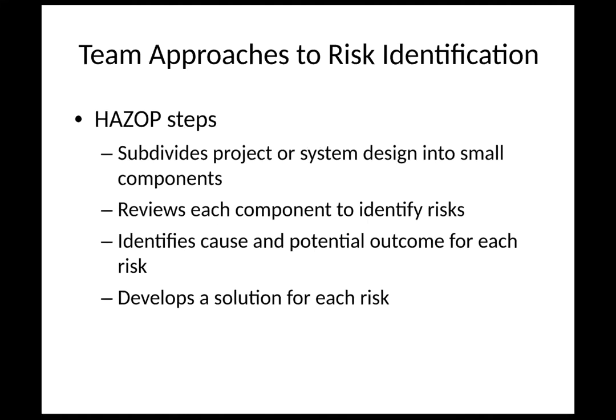When we do a HAZOP, basically you would subdivide the project or system design into small components. You'd review each of the components to identify risks, identify cause and potential outcome for each risk, and then hopefully part of this would be developing a solution for each risk. And so you might have a team using the space shuttle, right? You have a group of engineers working on the boosters, another one working on the O-rings, those type of things, looking at the different components and identifying potential areas where there might be failure and the causes, and then how to actually fix those to ensure that that doesn't happen.